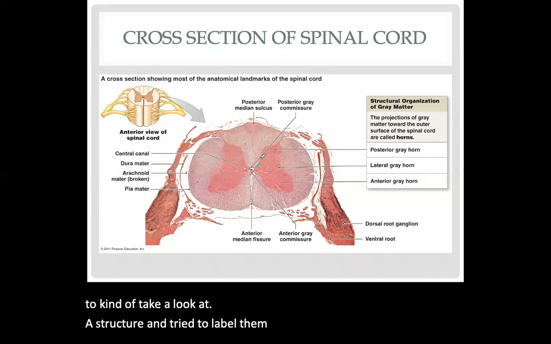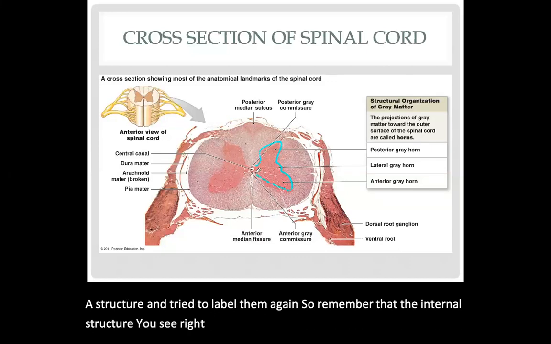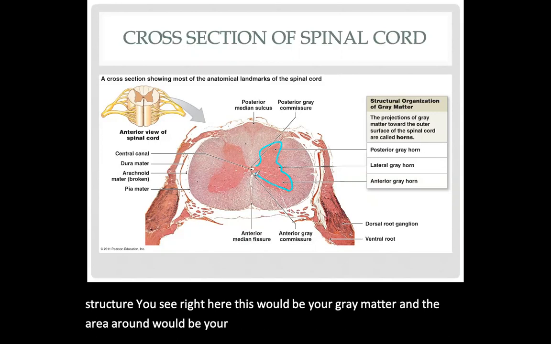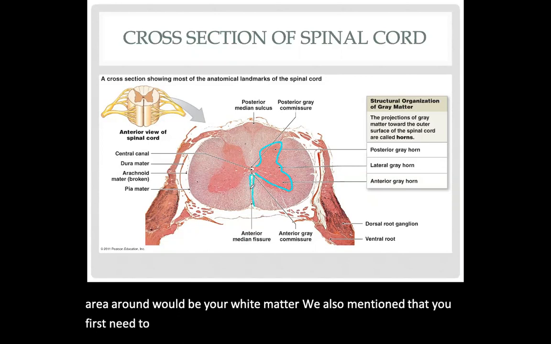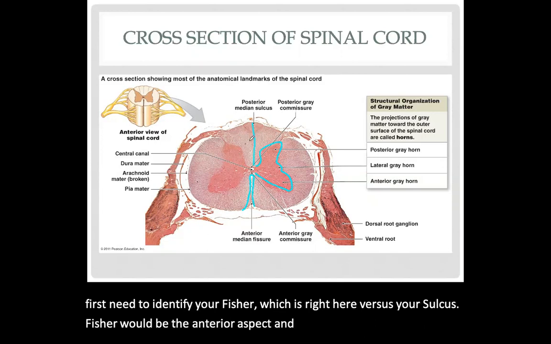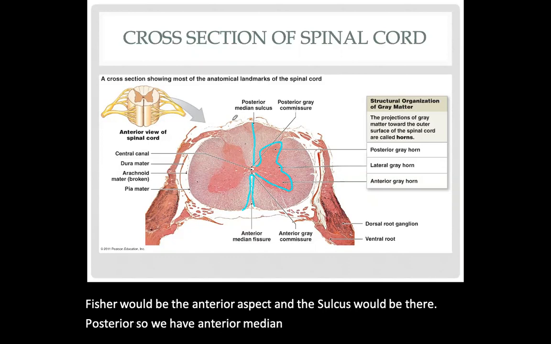So remember that the internal structure you see right here would be your gray matter, and the area around would be your white matter. We also mentioned that you first need to identify your fissure, which is right here, versus your sulcus. Fissure would be the anterior aspect, and the sulcus would be the posterior. So we have anterior median fissure versus posterior median sulcus.